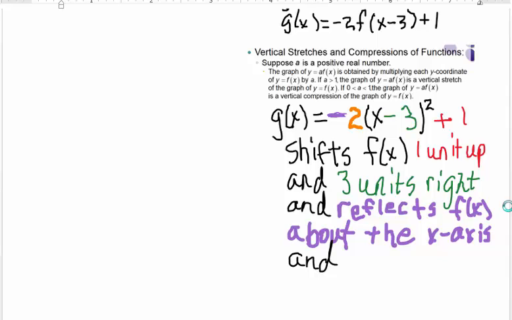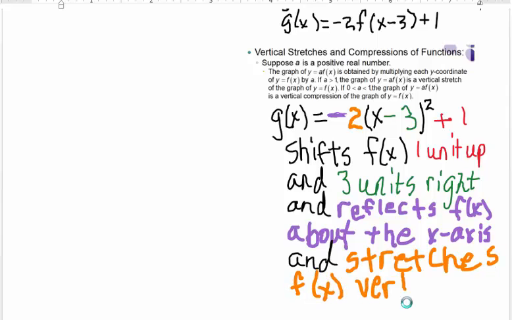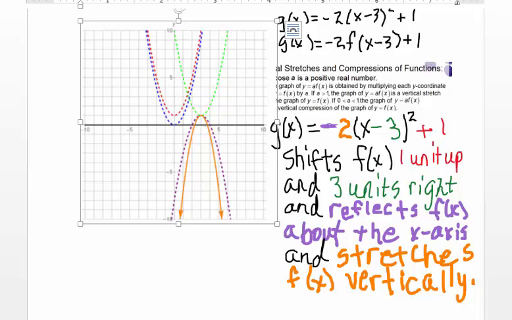So let's take a look at g of x when we employ all of the transformations. Notice we've shifted f of x 1 unit up, 3 units right. We've reflected about the x-axis. And now we're going to stretch f of x vertically by a factor of 2. Let's look at what the picture of this looks like. Remember, that's like you all of a sudden becoming taller and no change in your weight. You're going to be thinner, skinnier. So notice how the graph is downward opening and much thinner than the previous pictures.